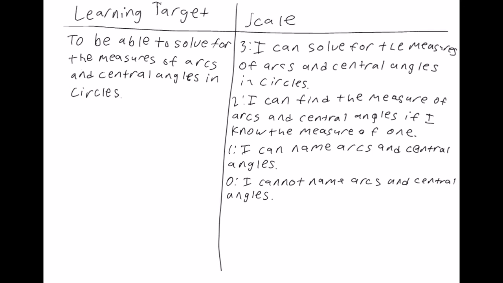For the scale, 3, you can solve for the measures of arcs and central angles in circles. 2, you can find the measure of arcs and central angles if you know the measure of one. So if you know the measure of an arc, you can find the measure of a central angle, and vice versa. 1, you can name arcs and central angles. And 0, you cannot name arcs and central angles. Let's get started.